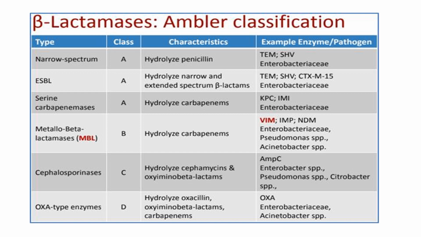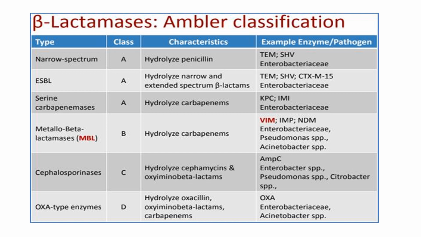If the beta-lactamases are ESBL, that is extended spectrum beta-lactamases, it is class A. It also hydrolyzes narrow and extended spectrum beta-lactams. Now, what are extended spectrum beta-lactams? These are the cephalosporins. So, when an ESBL is identified on testing, that means cephalosporins will be hydrolyzed, leading to resistance. Examples of ESBL enzymes are TEM, SHV, and CTX-M, and it is seen in Enterobacteriaceae.